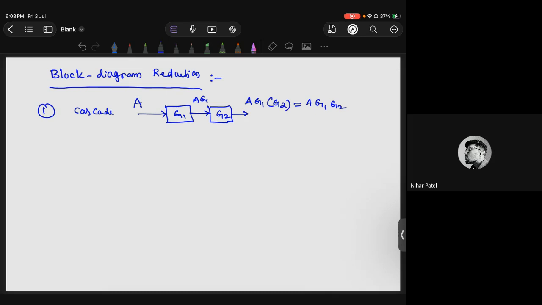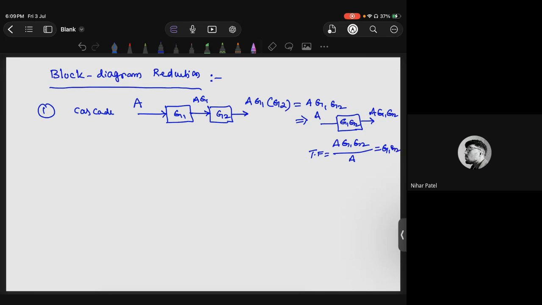So finally, what is the equivalent block diagram here? You'll have A, then Z1 Z2, and I can write the output as A Z1 Z2. Clear? So a complex block diagram is converted to a transfer function. What is the transfer function here? Output A Z1 Z2 divided by input A. So the transfer function is Z1 Z2.